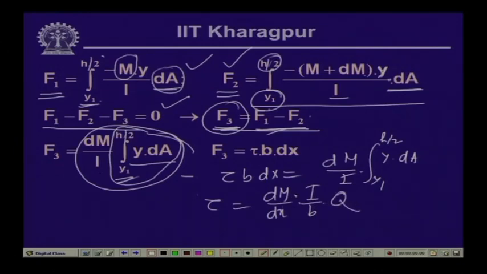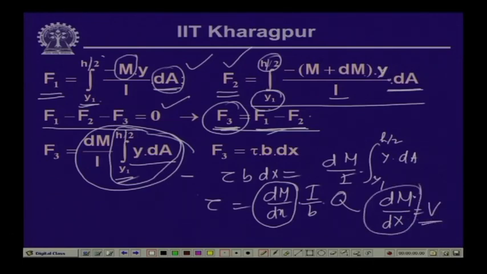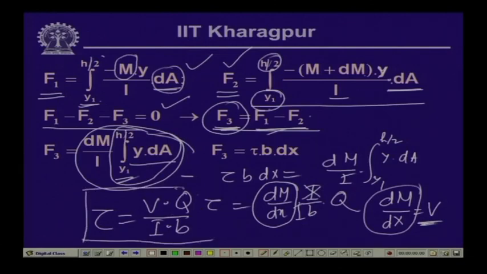Now, you can recognize this particular parameter dM by dx. dM by dx is nothing but V, the shear force. The rate of change of the bending moment along the length is equal to the shear force. So, from this expression, tau equals V times Q divided by I times B. This is the expression for the horizontal shear stress.